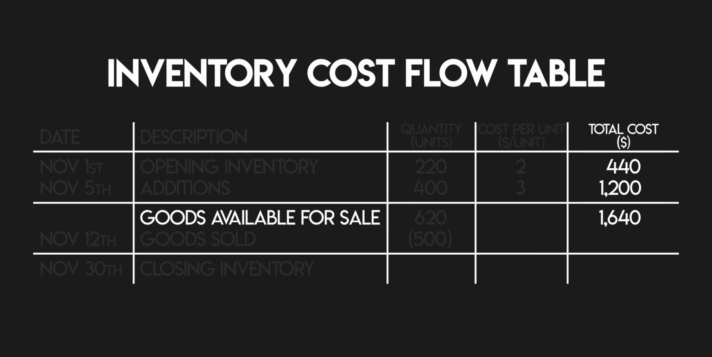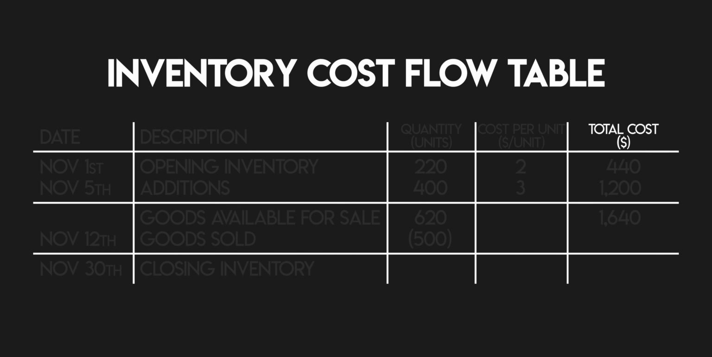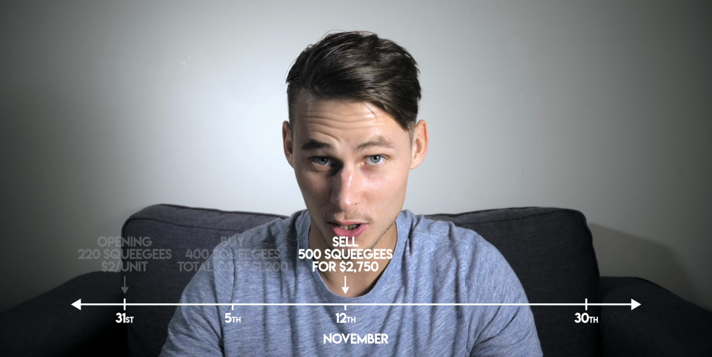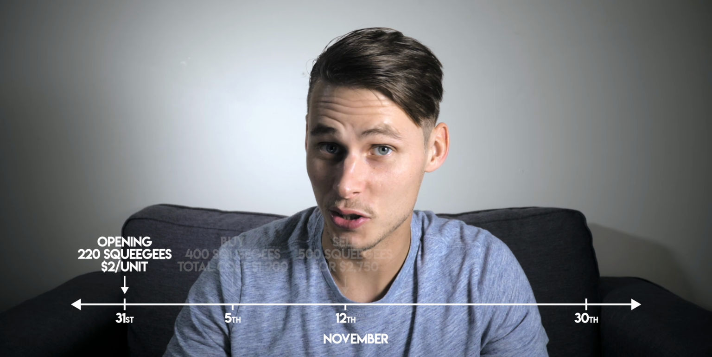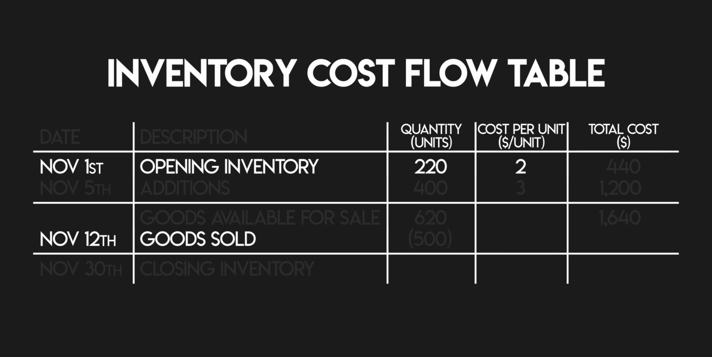Remember, I said that under FIFO we can keep the cost per unit of your goods available for sale and goods sold blank. That means we can move on to working out your total cost of goods sold. Here's where FIFO comes in. First in, first out. You sold 500 units, but what did it cost you? Well, under FIFO, the first units you bought in are the first to be sold. You had an opening inventory of 220 units, which cost you $2 per unit, but you still need to sell another 280 units to reach 500. The next 280 units come from your additions, which cost you $3 per unit.